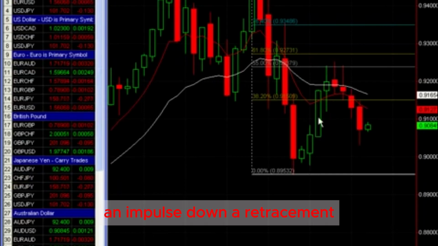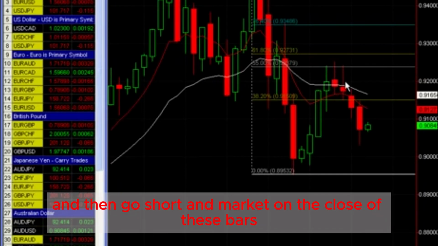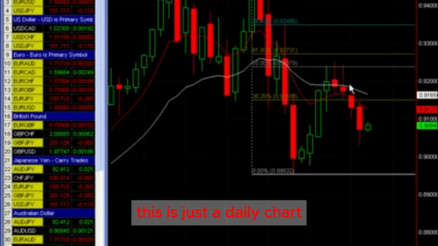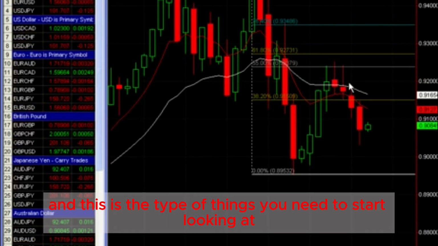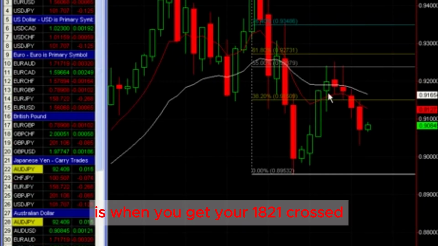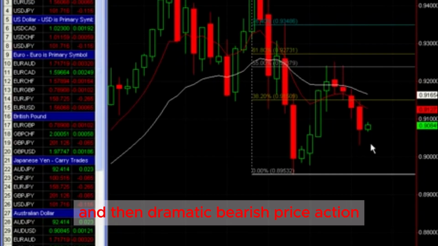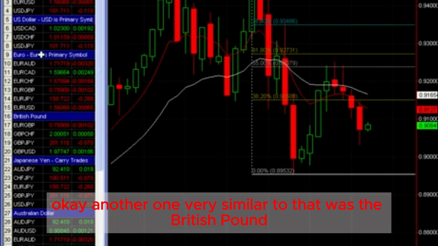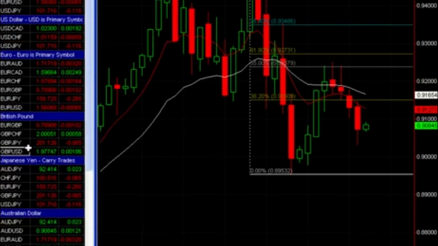An impulse down, a retracement, some price action to confirm, and then go short at market on the close of these bars. This is just a daily chart. This is the type of thing you need to start looking at: when your 8 and 21 have crossed, it means you've got momentum down, and you've got these pin bars forming, and then dramatic bearish price action. Okay, another one very similar to that was the British pound.